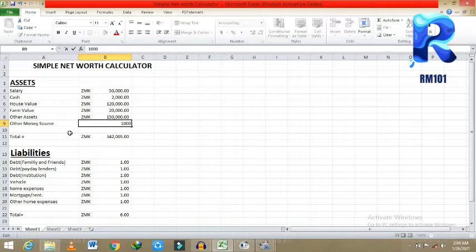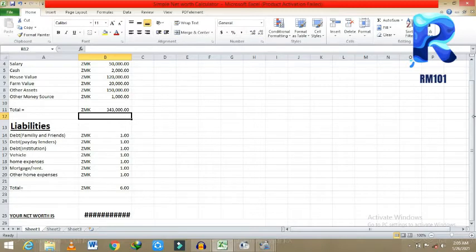Now debt, the things that she owes to other people. The first thing that we do is debt to family and friends. When she owes money to family and friends, I'll put in 1,000. She owes other people 1,000.